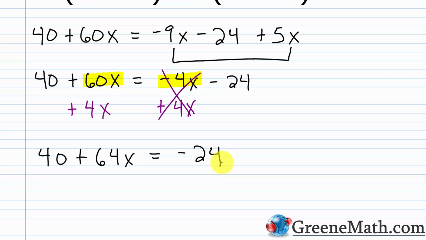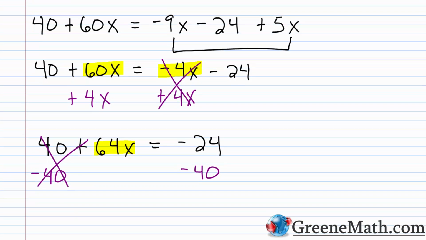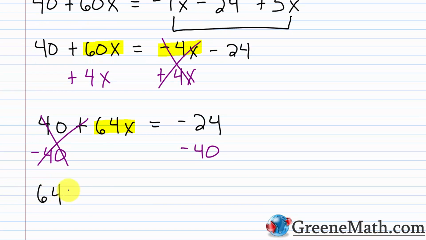So in order to do this, again, if I'm adding 40 to the variable term 64x, to make this 40 go away, I'm just going to subtract it away, right? But I have to do it to both sides. That's the key. So minus 40 over here and minus 40 over here. So now this is gone, and I just have 64x on the left side, so I've isolated the variable term. On the right side, negative 24 minus 40 is negative 64.